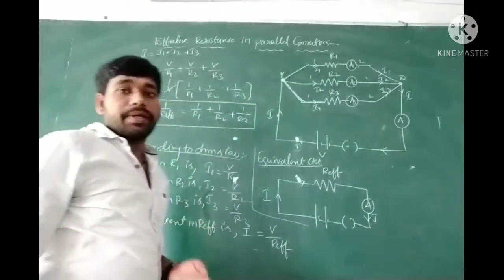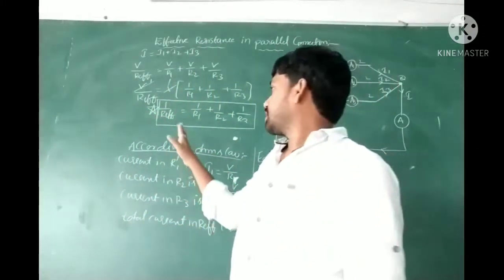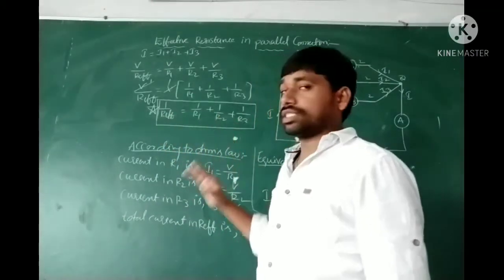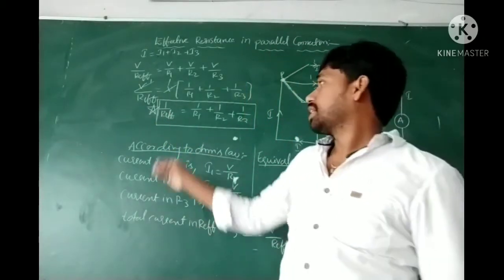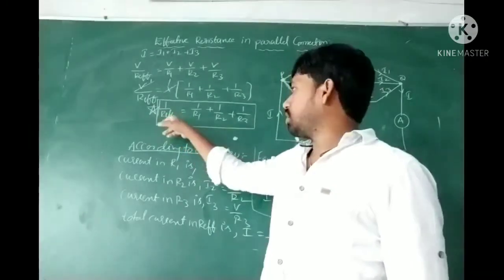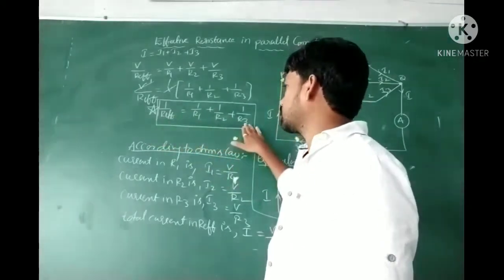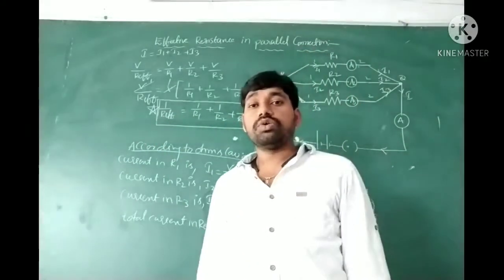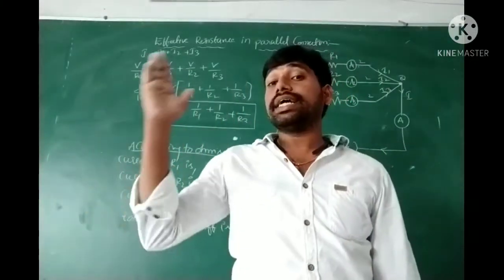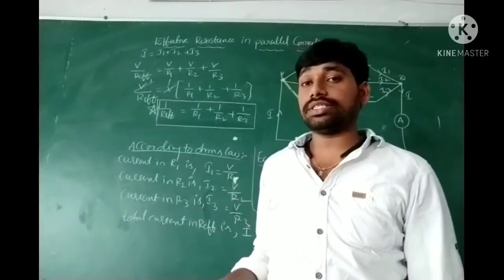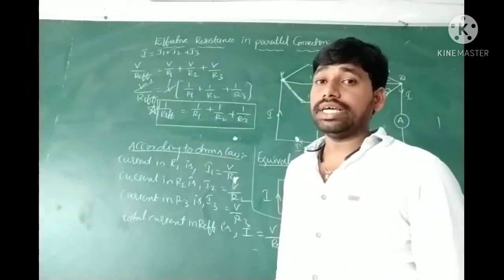Means when the resistors are connected in parallel, the reciprocal of the effective resistance is the sum of the reciprocals of each resistance. Okay, in series connection it is just the addition of each resistance, but in parallel connection it is the reciprocal of the addition of the reciprocals of all the resistances. So this is how we calculate the effective resistance in a parallel connection if three resistors are connected.